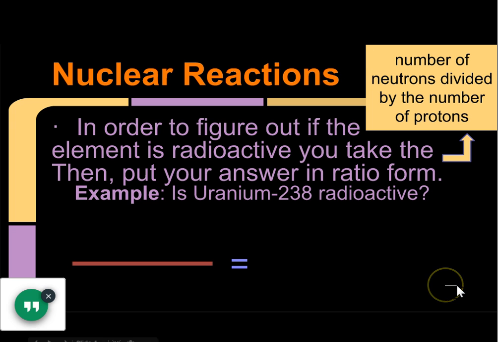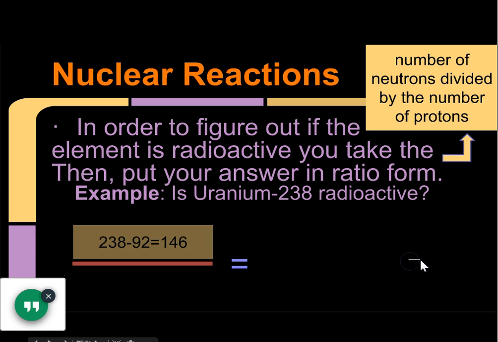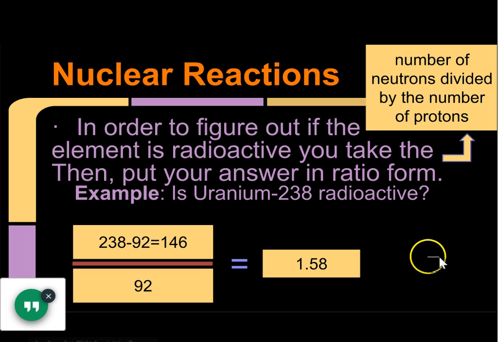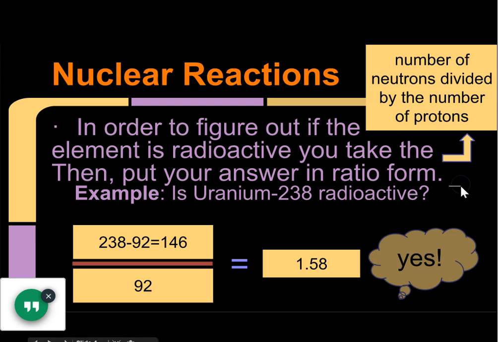So let's practice with uranium-238. Is that radioactive? We have to figure out the number of neutrons. Remember from our previous lessons that you take the mass number, which is 238, minus the protons, which is 92. So 238 minus 92 is 146. Divide that by the number of protons, which is the same as the atomic number, 92. If you divide that out, you get 1.58, etc. It's a long decimal. So that is higher than 1.5. So the answer is yes.